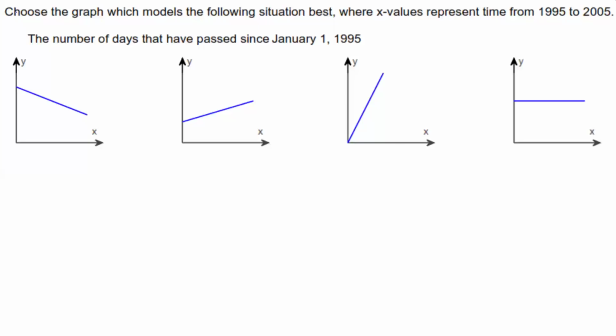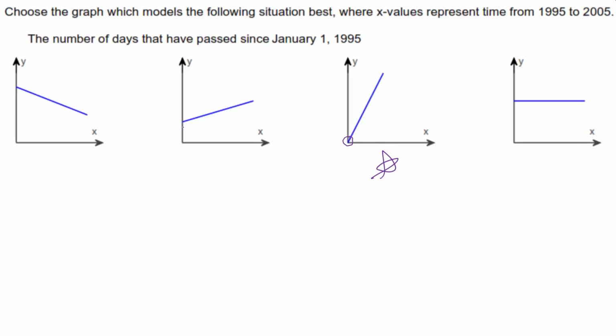All right, so here we're supposed to choose the graph which models the following situation best, where x values represent time from 1995 to 2005, and it's going to be the number of days that passed since January 1st of 1995. So on January 1st, 1995, how many days have actually passed? Well, zero. So our first point should be zero. So right away, this seems like that might be a possibility. And then it should be going up and to the right. And so it is. And so this would be the one I would say is the key one.